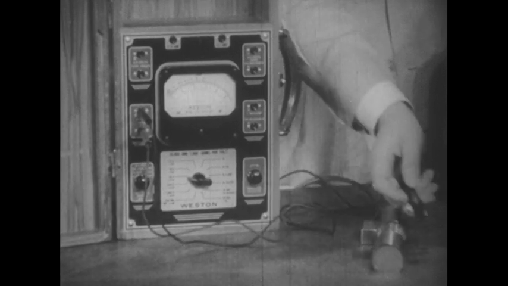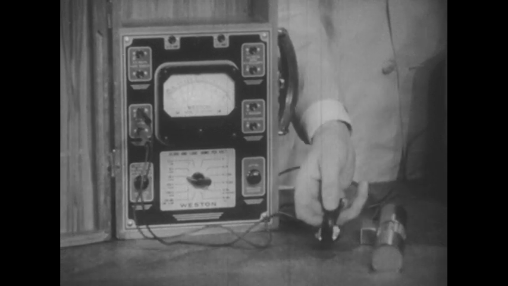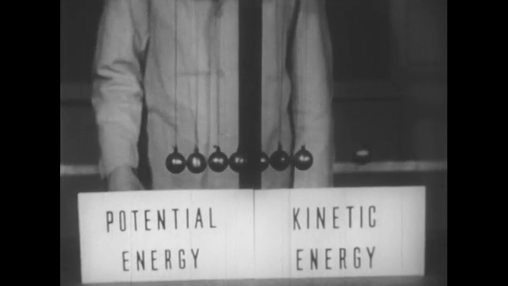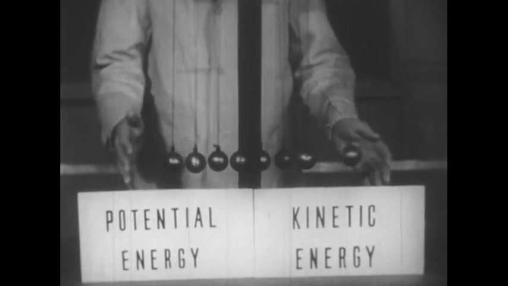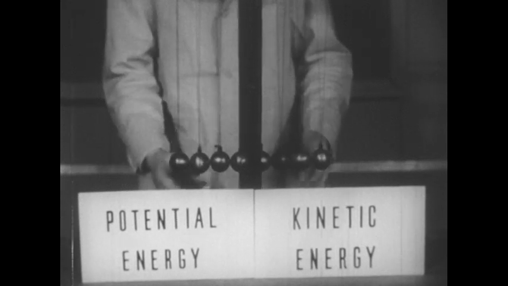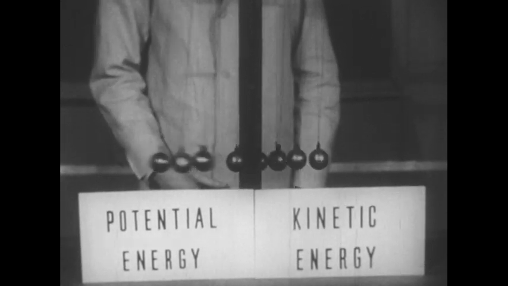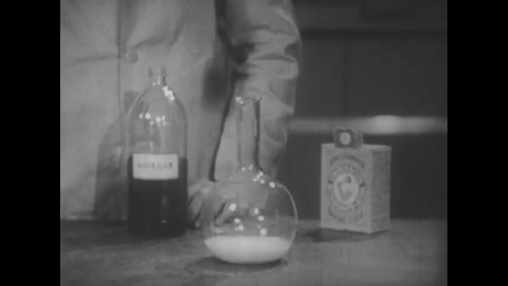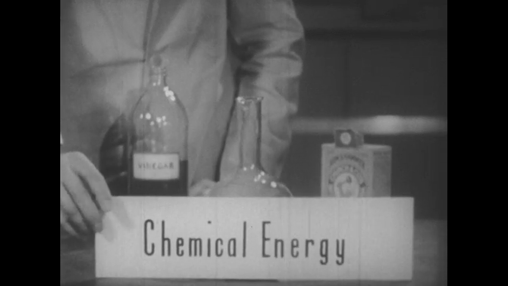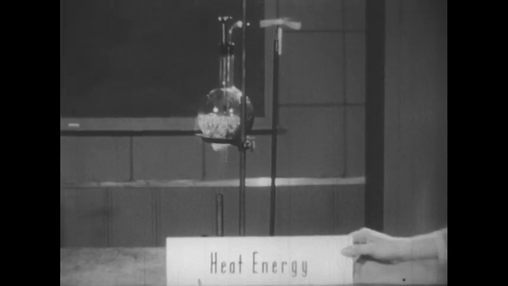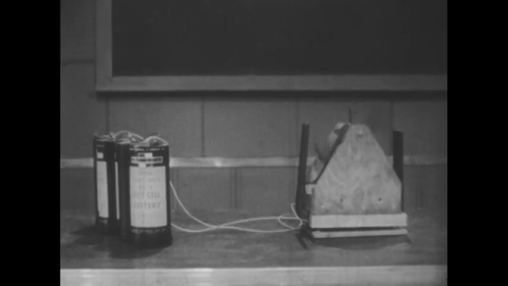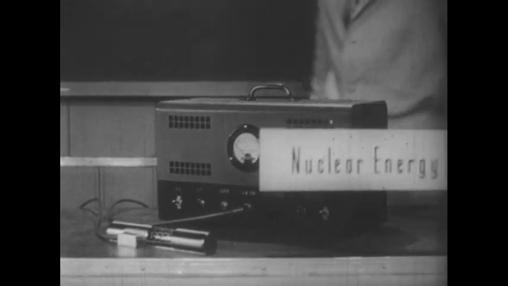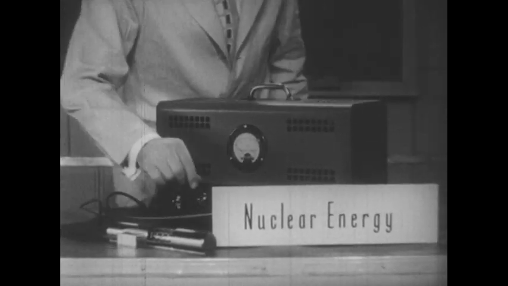And so we've learned a little about our sources of energy and the forms it may take. We've seen potential energy, the energy of position, transformed into kinetic energy, the energy of movement. We've seen an example of chemical energy. Heat energy. Electrical energy. And nuclear energy. Matter transformed into energy.